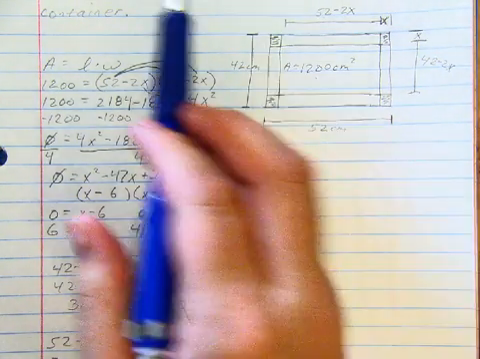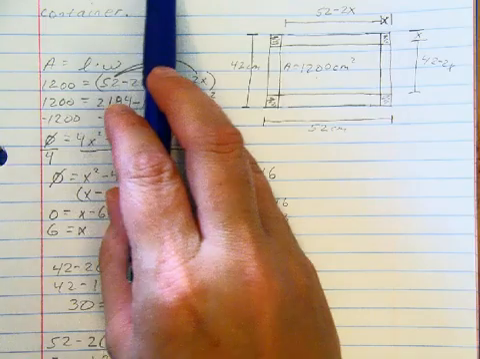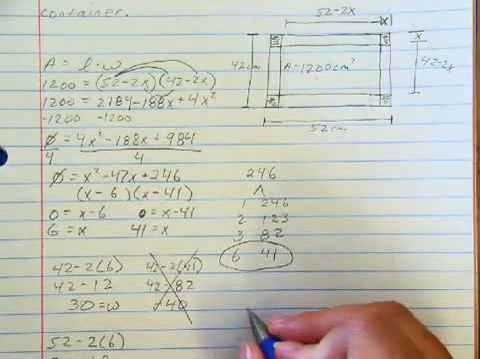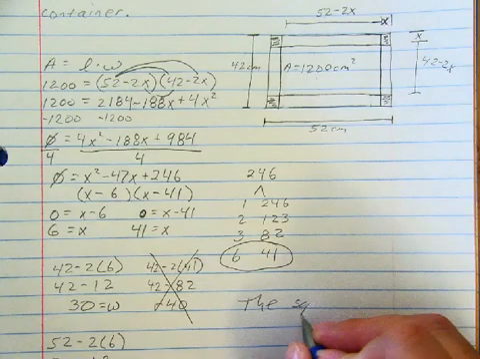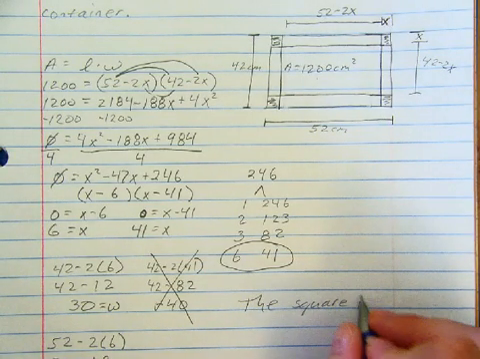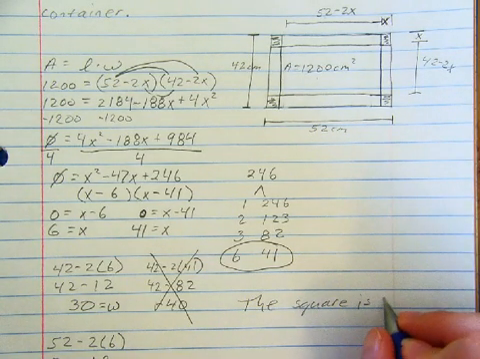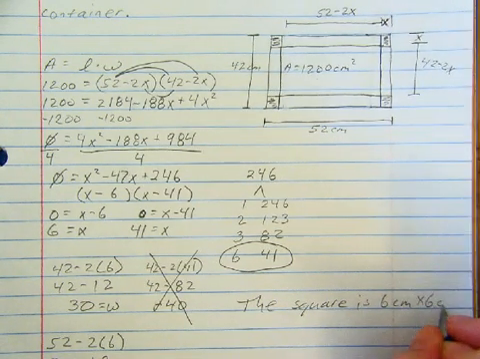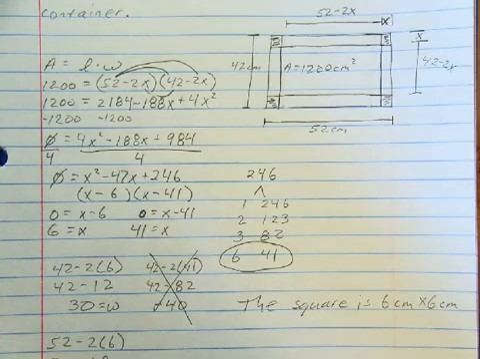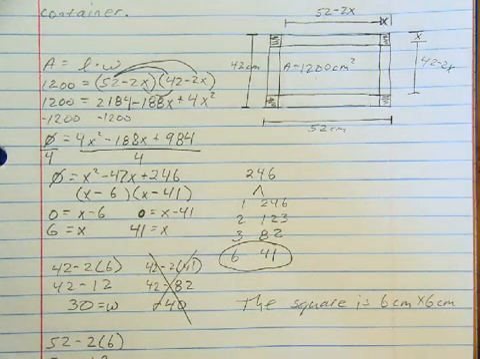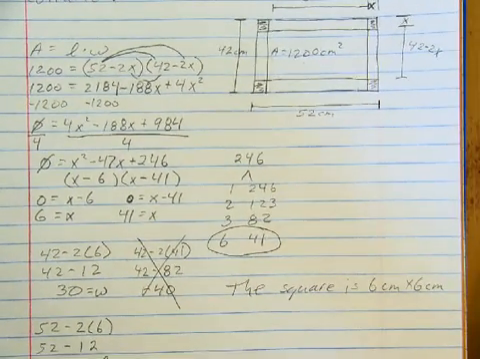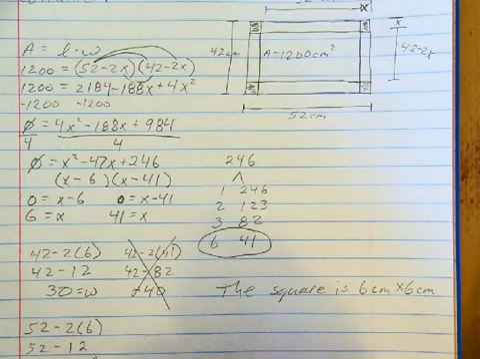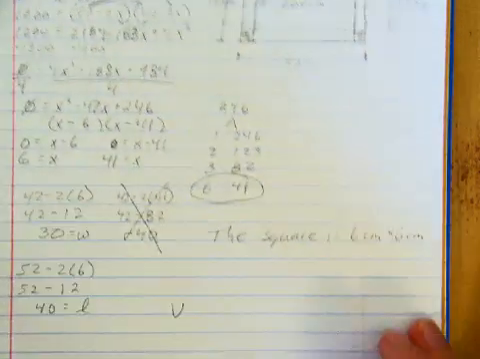Let's see here. What was the question? What are the dimensions of the square? So the square is 6 centimeters by 6 centimeters. Okay, so that was the first part. The next question was to find the volume of the container. So volume, I'm going to scoot down here just a little bit.